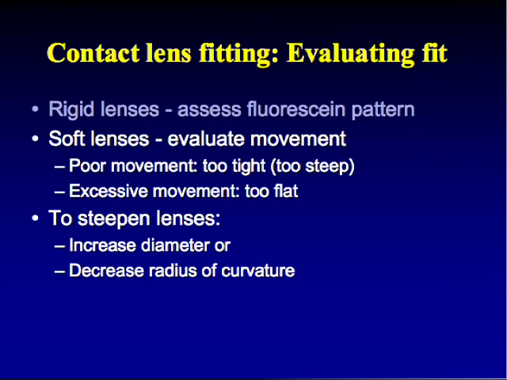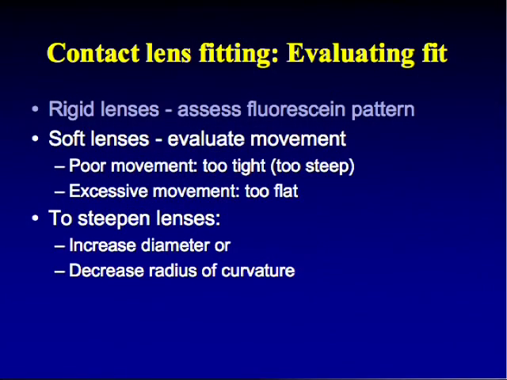What about a soft lens? You can't put fluorescein in the eye with a soft lens or it ends up staining the lens. In that case, you evaluate the movement of the lens with a blink. If the lens moves too much with a blink, then it's too flat. If it doesn't move enough, it's too steep. It's the difference between having just a piece of saran wrap in the eye. You can imagine that's going to move around a lot when the patient blinks because it's too flat. Whereas if you have a little suction cup on the eye, it's going to stick and it's not going to move at all when the patient blinks.